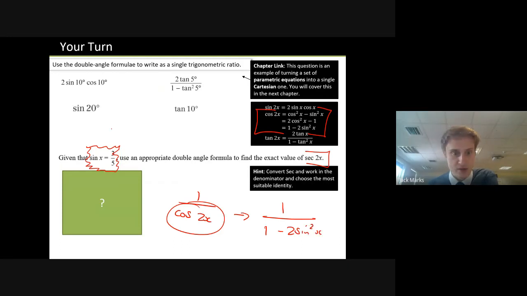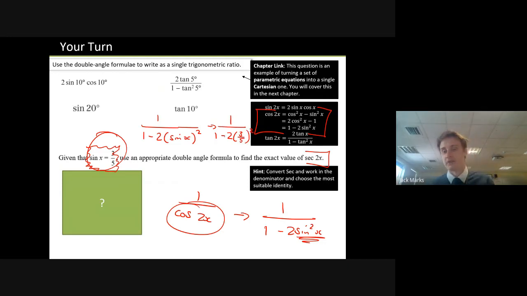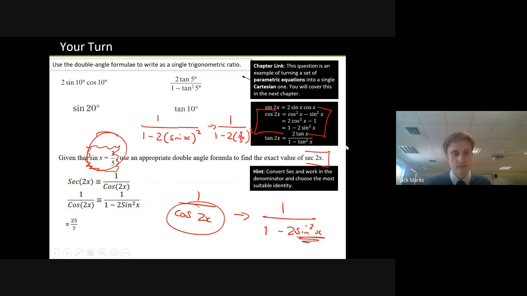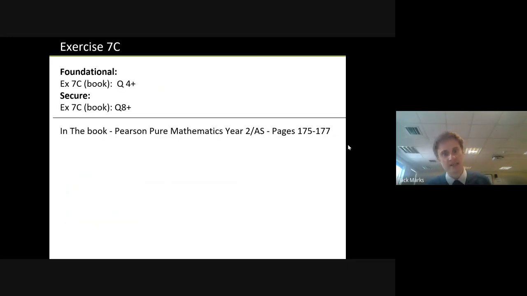Okay, so you can use this 3/5 result over here. One more tip I would say is, in this situation, I would be inclined to write my sine squared x like this. Okay, it's easier to do your substitution then, isn't it? So you do 1 minus 2 times 3/5 squared. That way it's quite hard for you to make a mistake. Okay, it should be 25 over 7. And that takes you to 7C.